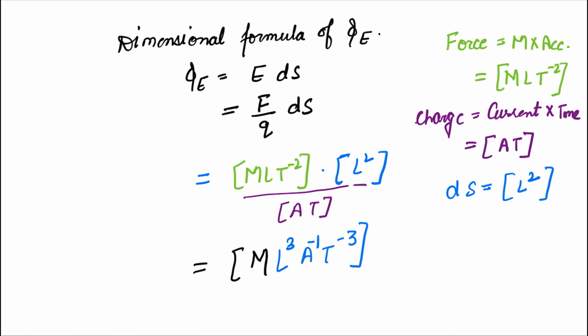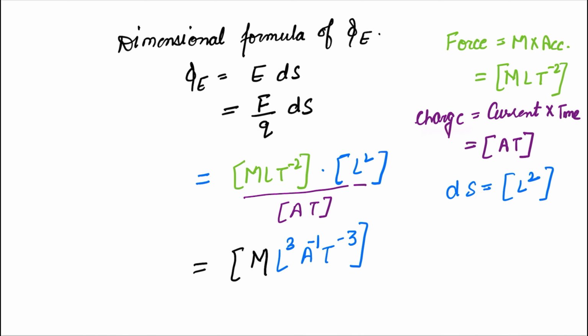The next thing is to calculate the dimensional formula for electric flux. Phi is E delta S. E can be written as force upon charge, into delta S, right? So force is mass into acceleration. Mass will give you M. Acceleration is velocity per unit time. Velocity is further distance per unit time. So 2 per unit times are going to be there. So it will be L T to the power minus 2, right?